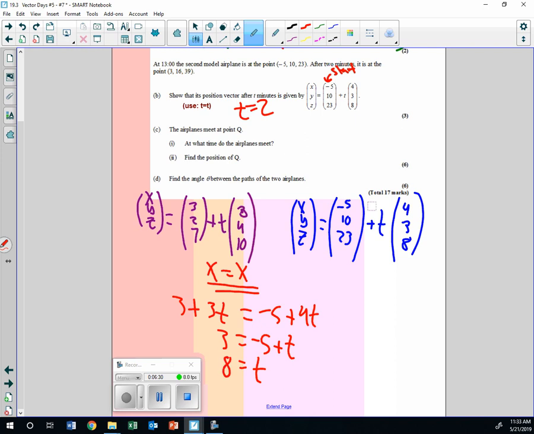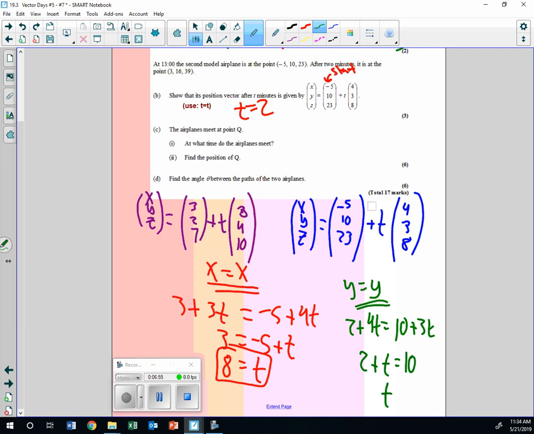Yeah. Let's try y. Go ahead, Drew, why don't you try y? For the y equal y, we have 2 plus 4t equal 10 plus 3t. So if I subtract 3t from both sides, I'm going to get 2 plus t equal to 10. T is going to be equal to 10 minus 2, which is 8.